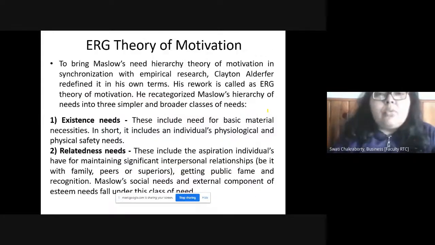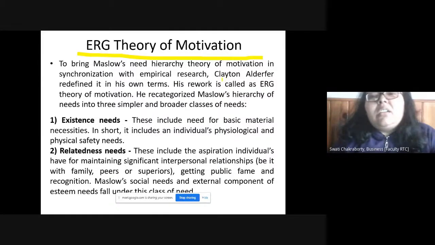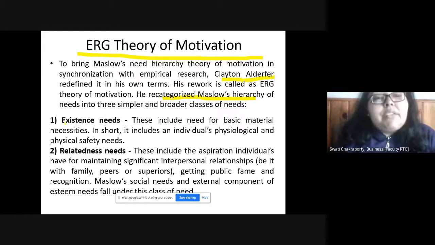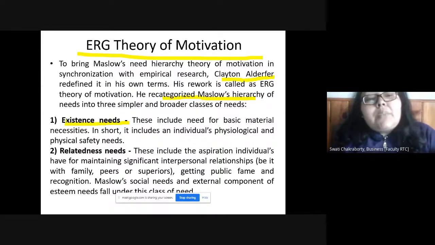Okay, we go to the ERG theory of motivation. That's the last theory that we have. The ERG theory of motivation was put forward by Clayton Alderfer, and his work is called ERG theory, where he recategorized Maslow's theory of needs. Maslow's theory has so many layers, the needs are categorized into so many different components. But Clayton categorized the needs into three simple categories. Okay, so it's much easier. But it's based on Maslow's hierarchy of needs, and everything is covered there. So the first thing that comes up is the existing needs.